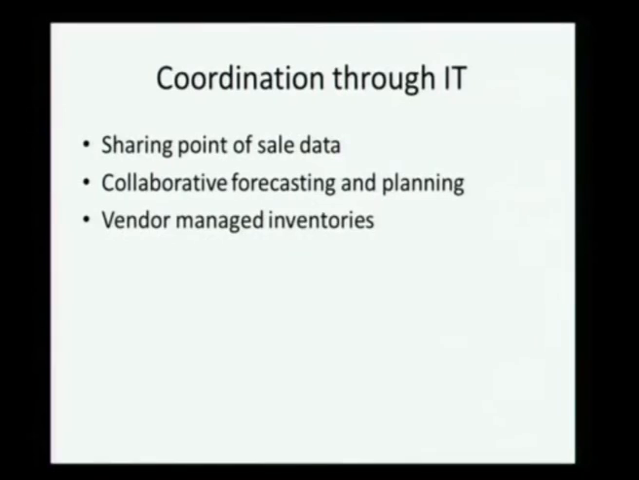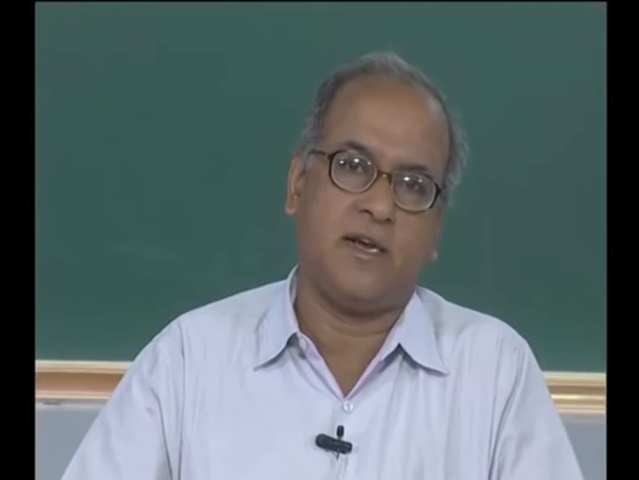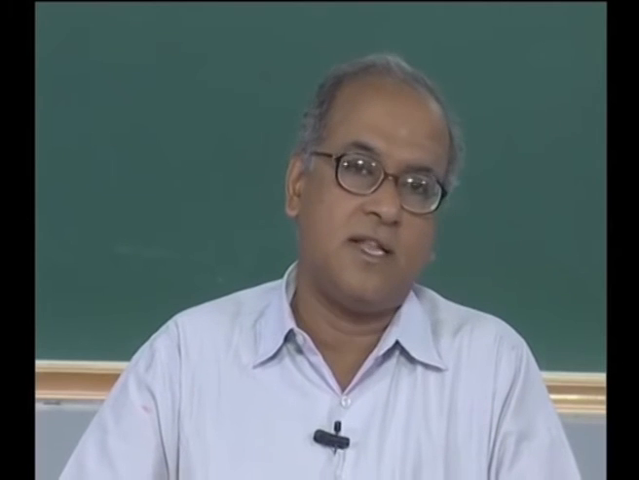Now it is also important that coordination is carried out through information technology, and there is a strong role for information technology in coordination. Now we have listed 3 points, which are sharing point of sale data. The important aspect is when we share point of sale data with the suppliers, in particular the vendor can manage the inventory. The vendor knows exactly when the reorder point is going to be reached, and the vendor can also plan so that the reorder point can effectively be reduced by proper coordination.